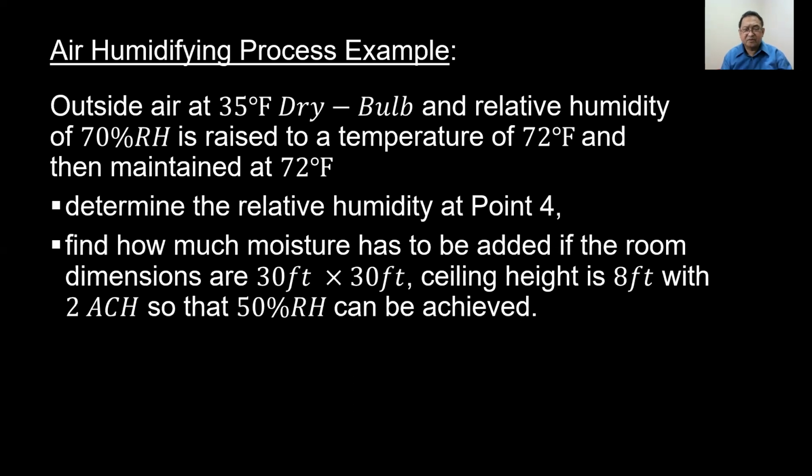So determine the relative humidity at point 4. That's the first question. And find out how much moisture has to be added if the room dimensions are 30 by 30, the ceiling height is 8 feet, with 2 air changes per hour, so that 50% relative humidity can be achieved.